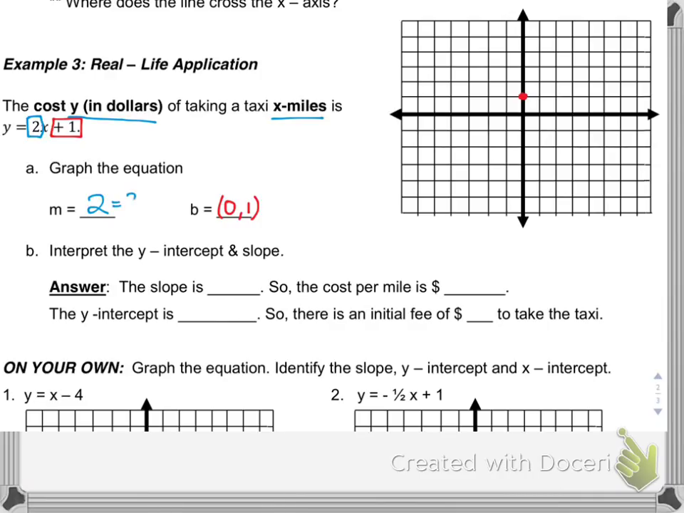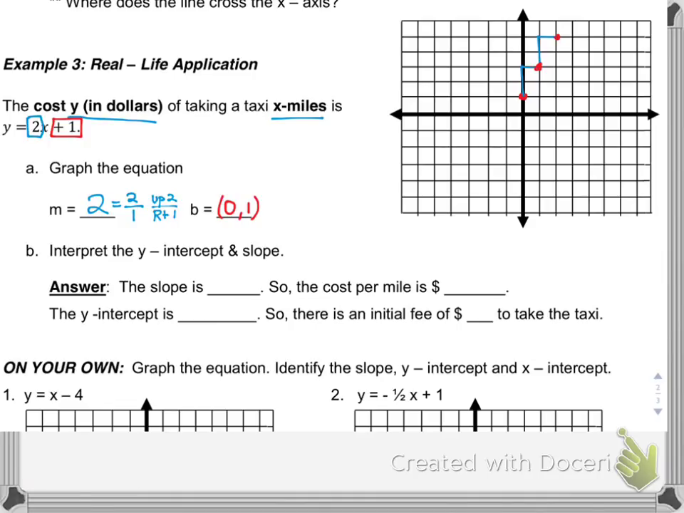This would be most helpful as a fraction, because 2 over 1, positive 2 over positive 1, tells me up 2 and right 1. So I'm going to go back to (0, 1). I'm going to go up 2, right 1. Up 2, right 1. And then I'm going to put coordinate points there.